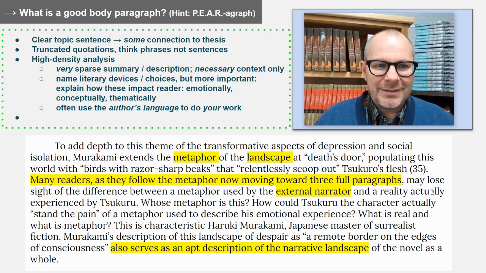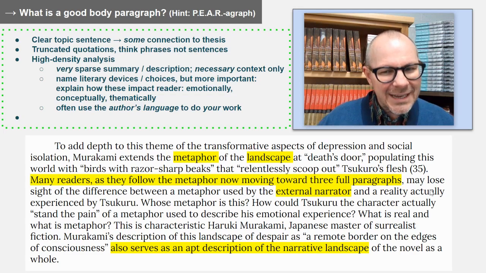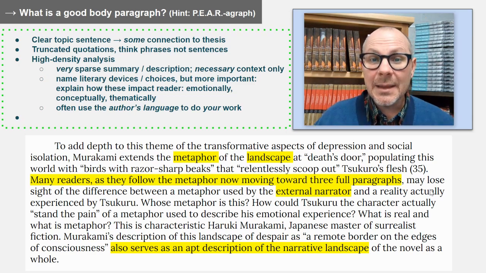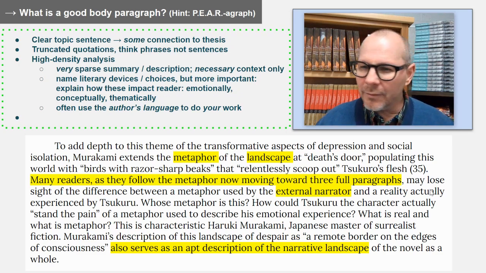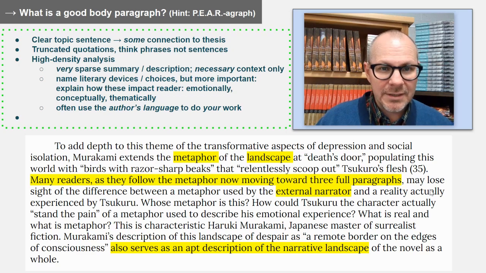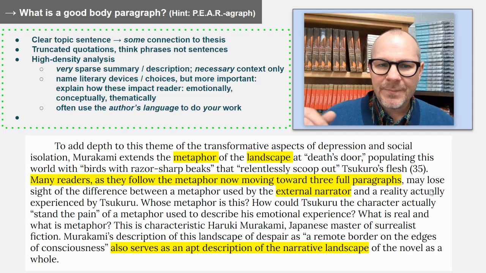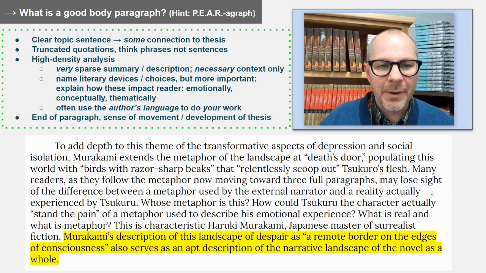High density analysis, sparse summary, and this is the kind of thing where I'm going to dig into it a little bit more as I move forward in the video. So you want to concentrate on what is going to impact the reader. The whole analysis is, I noticed this, here's what it is, here's what it means, and this is what it does to the reader. And finally, at the end of the paragraph, there should be a sense of movement and development of the thesis.